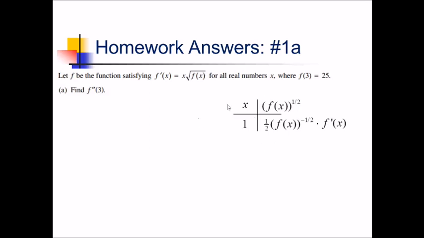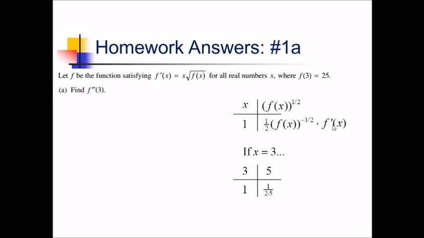Now, before I multiply all this out, I'm actually just going to plug in 3 right away, and then I'll put everything back together. So if x equals 3, let's see what all of these boxes come out to. So up here, this is just going to be 3. Here we have f of 3, which is 25, they told us, but now we're square rooting that. So that's actually just going to be 5. Down here, 1 is 1, and we've got 1/2 times the negative square root of this. So basically, 1/2 times the square root of 25, or 1/2 times 5. And don't forget f prime of x.